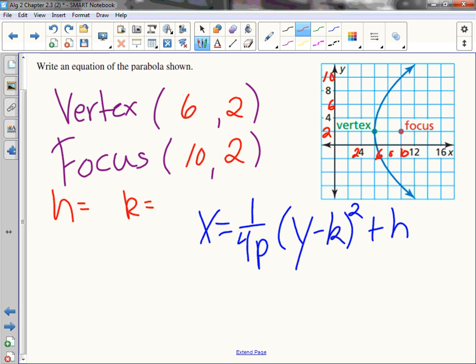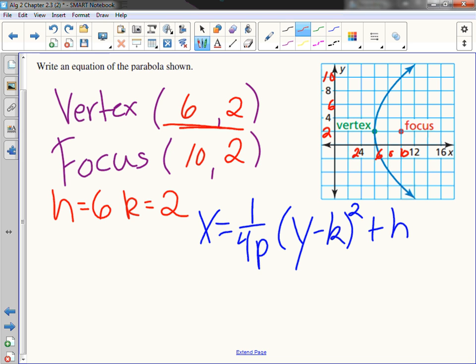What's the value of h? The value of h is 6, yes? Because that's the value of the vertex. The value of k is 2. Any questions on this here so far? We good with everything so far, yes? So h and k, 6 and 2, really just came from the vertex, because that's h comma k. The vertex is always going to be h comma k.